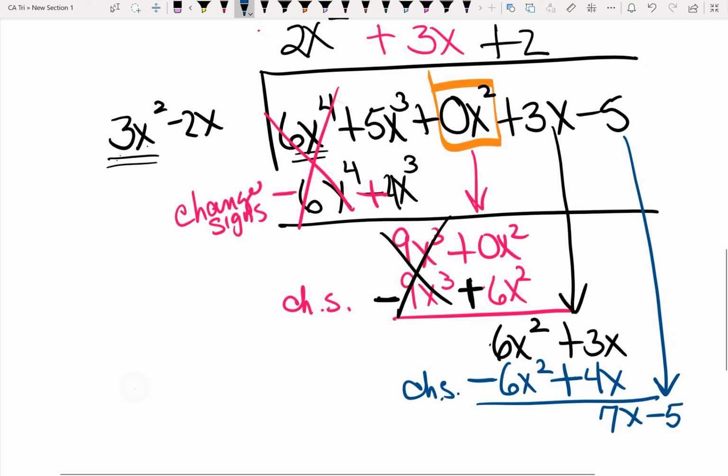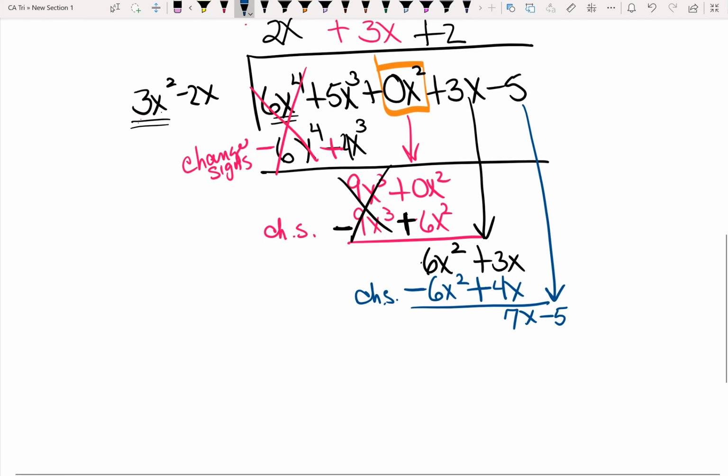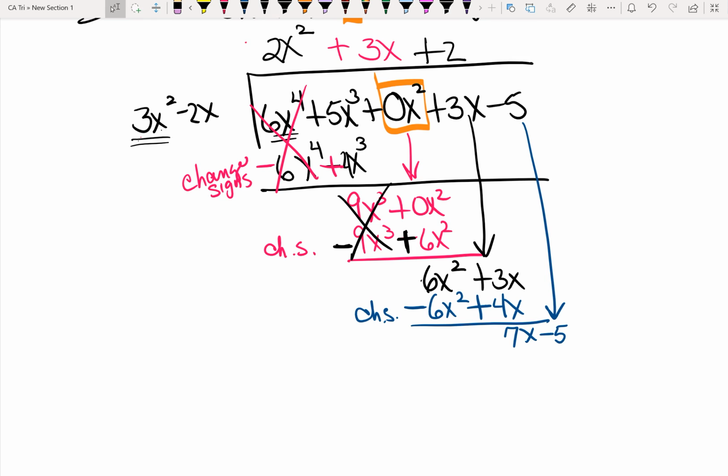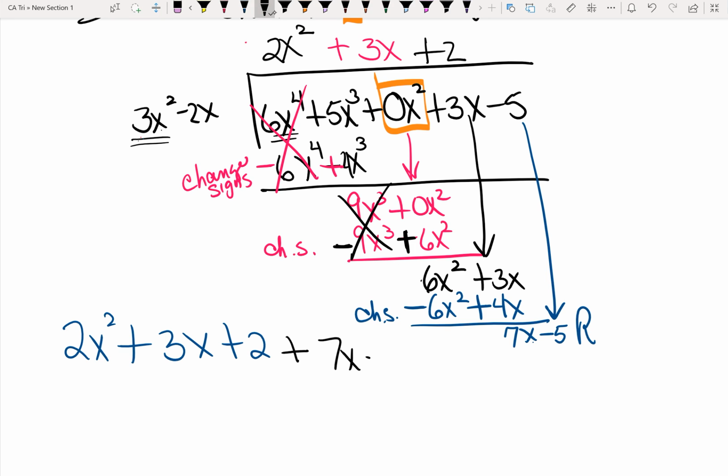So at this stage, believe it or not, we have to stop. And the reason we have to stop is because there is no way that I can multiply 3x squared and get a 7x unless I use some sort of division. So this is actually my remainder, okay? So we write the final answer as 2x squared plus 3x plus 2, and then the remainder portion is going to be plus the 7x minus 5 over 3x squared minus 2x.